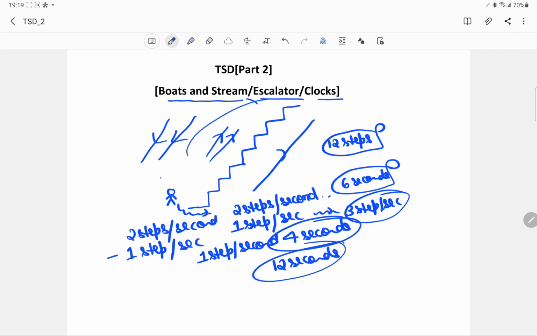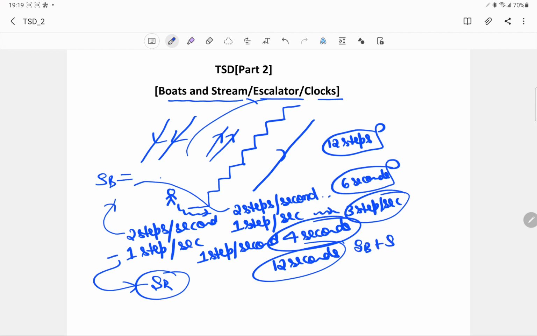This concept is quite similar. The speed of the man is common to the speed of the boat, and the speed of the escalator is common to the speed of the river. Accordingly, while moving in the direction of the escalator, you will write speed of the man plus speed of the escalator, and while moving in the direction opposite to the escalator, you will write speed of the man minus speed of the escalator. That is what all your escalator questions are. This is all about the escalator.